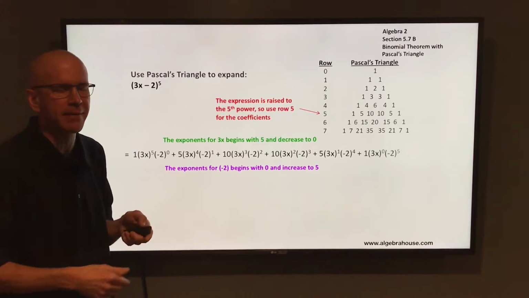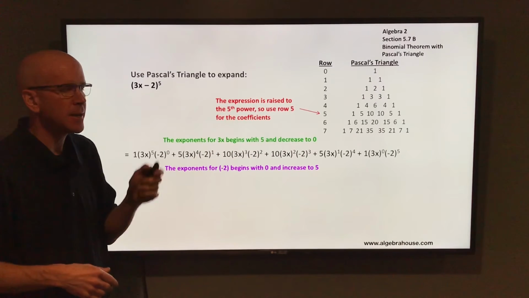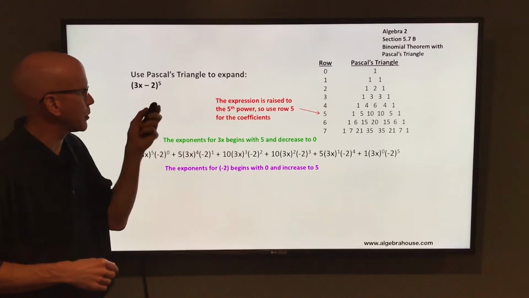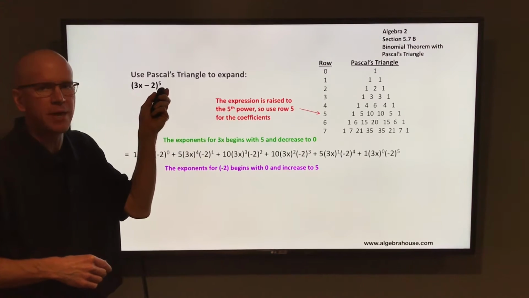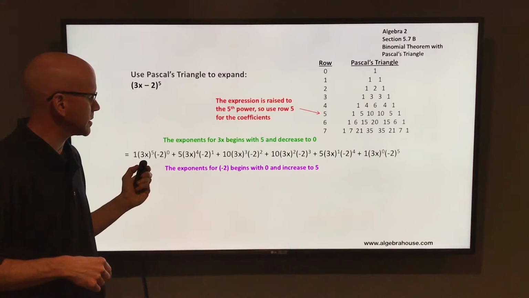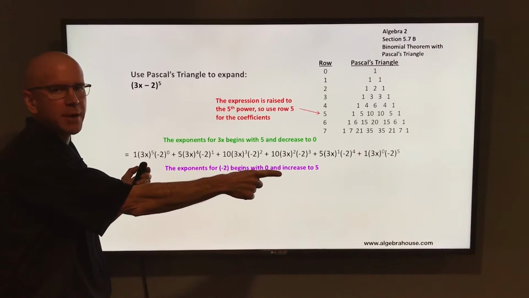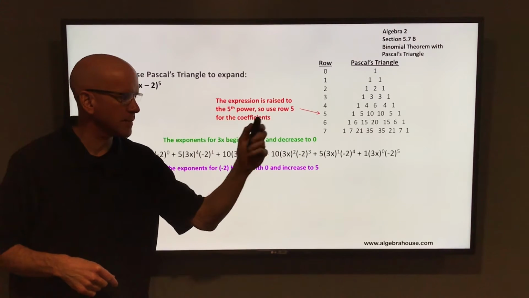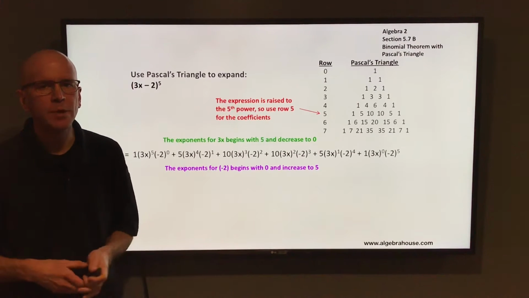Leave enough space after them so that you can put the 3x in and also the negative 2 in. After you get those coefficients spaced out, then you're going to put the 3x in. Start 3x off to that fifth power. So take 3x to the fifth and work your way down to 3x to the 0. So it'd be 3x to the fourth, 3x to the third, 3x squared, 3x to the first, and finally on the end, 3x to the 0.